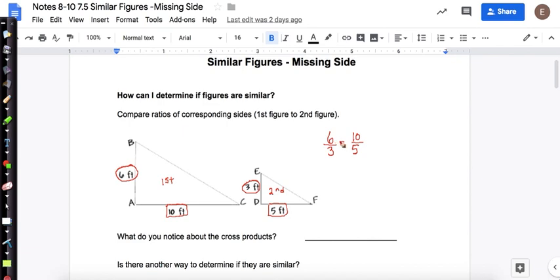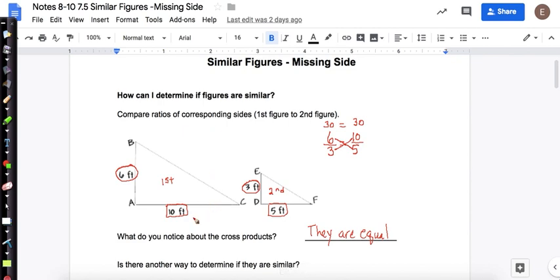So we can use cross products to see if they're similar. So 6 times 5 is 30. And 10 times 3 is 30. So notice that the cross products are what? Equal. So it says, what do you notice about the cross products? They are equal.